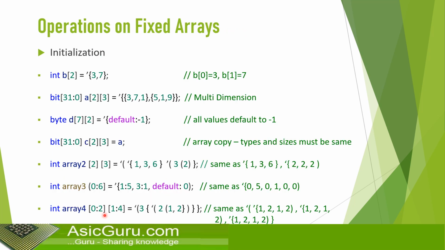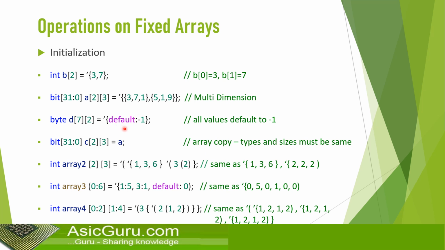So these are various ways to initialize fixed size arrays in SystemVerilog. Firstly, we start with a one-dimensional array. Here this is a one-dimensional array of size 2. We are assigning value 3 at the first index and value 7 at the second index. Next, this is an example of a multi-dimensional array. Here we are initializing A0 with values 3, 7 and 1, and the next index with values 5, 1 and 9.